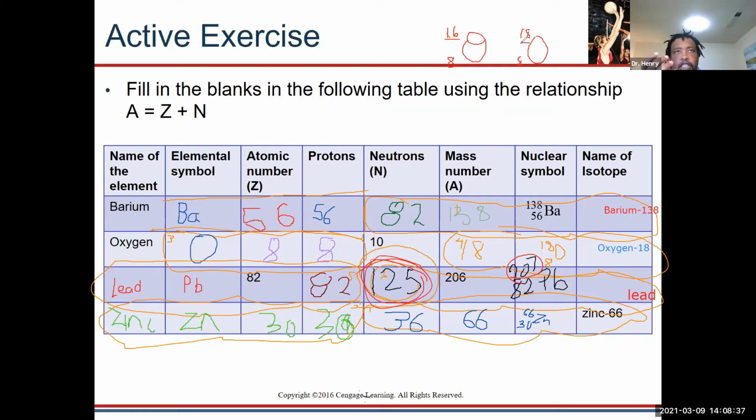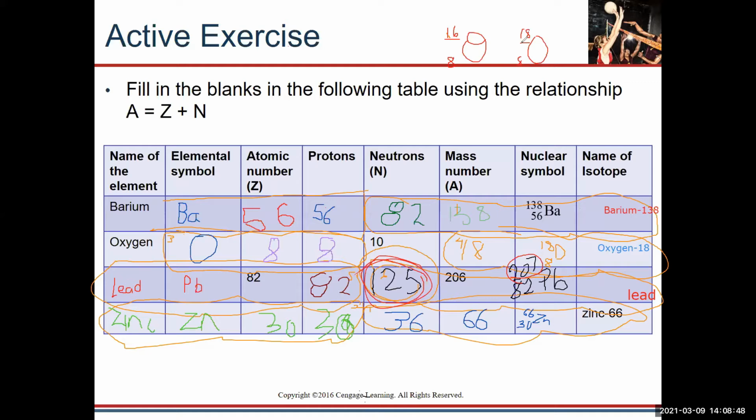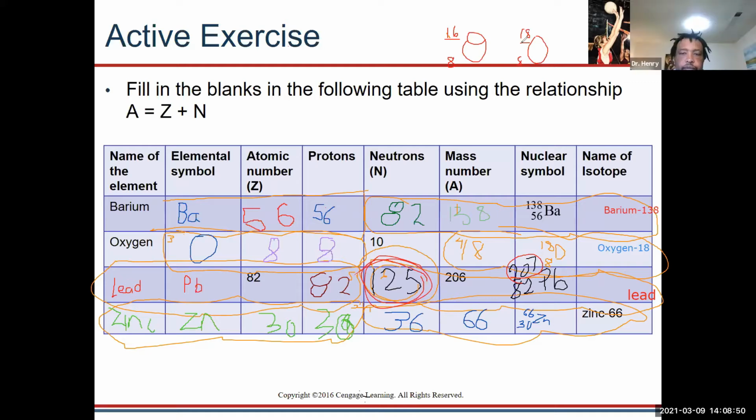So the distinction between them is just that one weighs more than the other. And the reason one would weigh more than the other is because of the number of neutrons, because the atomic number is always going to be the same.